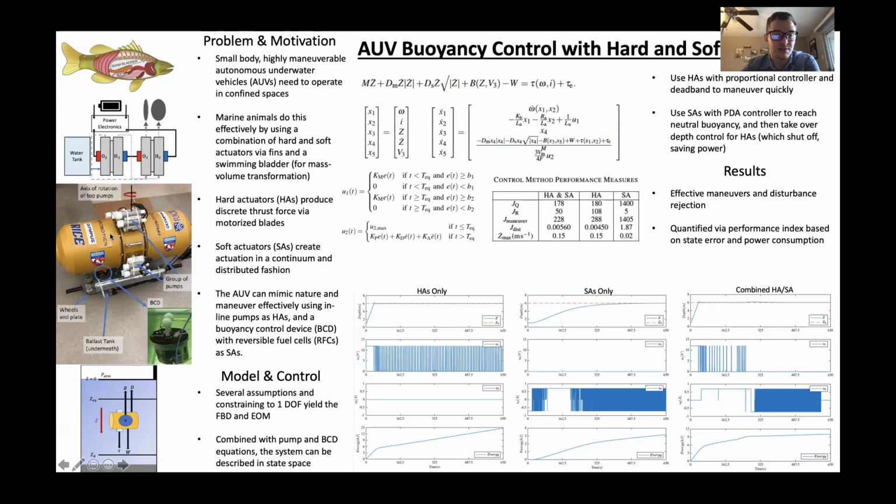So we use inline pumps as hard actuators and a buoyancy control device with reversible fuel cells as a soft actuator. The buoyancy control device was able to perform electrolysis with the fuel cells and create gas to adjust the system's buoyancy.